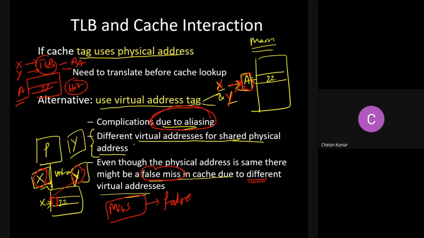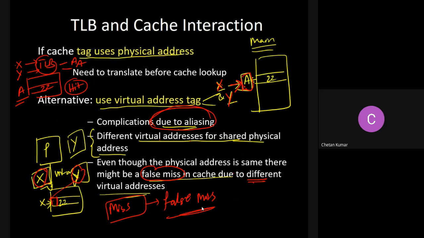In the case of using virtual addresses, different virtual addresses are using the same physical address, due to which you will face false misses. This is one issue that might occur. A miss is a miss, so when there is a miss, there is a penalty involved. When you encounter this false miss unnecessarily, you are wasting clock cycles. So that's a disadvantage.